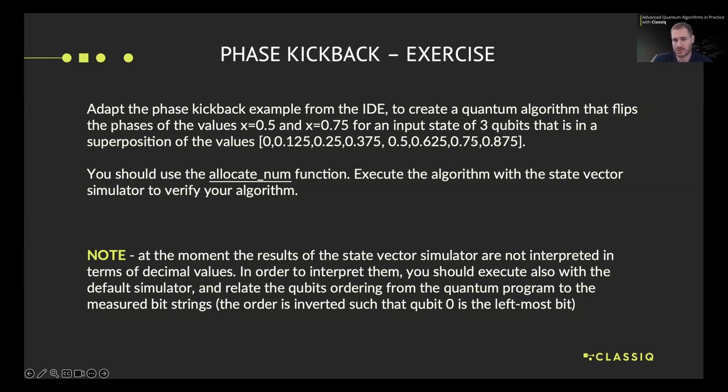So for this, you should create an equal superposition, so we can see a value of 0 and 0.125 and 0.25 and so on and so forth. And what you should use is the allocate num function. So maybe you used it before, maybe not, but there is the allocate. This is a general initialize, how you initialize either a qubit or a quantum register. You can use it also for quantum numbers, but then it won't have a specific encoding.